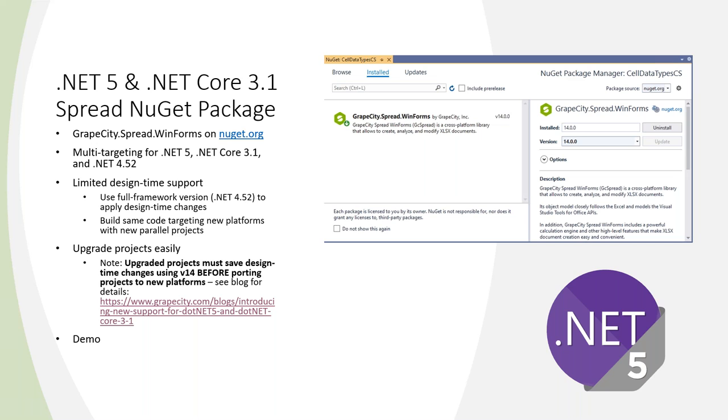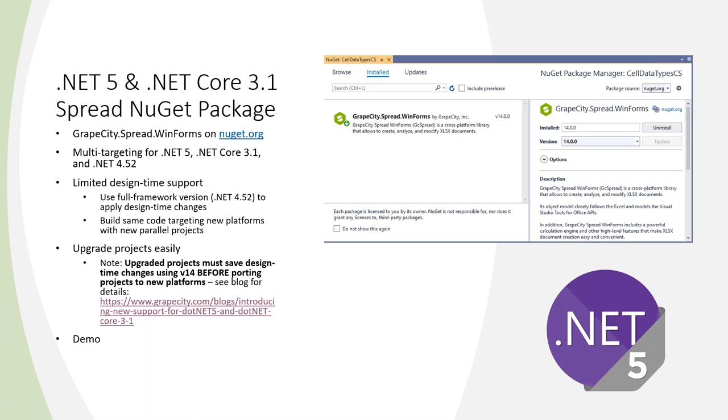The full framework build of spread.net WinForms v14 is not affected by this issue, and when you upgrade your projects using v13 or earlier to v14, your design time changes and saved spread XML files will load correctly. However, before creating new parallel projects targeting .NET 5 and or .NET Core 3.1, you must save all design time changes for each form using v14 so that those types which cannot be serialized anymore are removed from the resource streams. This is only required if you want to create new projects targeting the new platforms. And if you are continuing to target .NET 4.5.2 or one of the older frameworks, then this is not necessary.